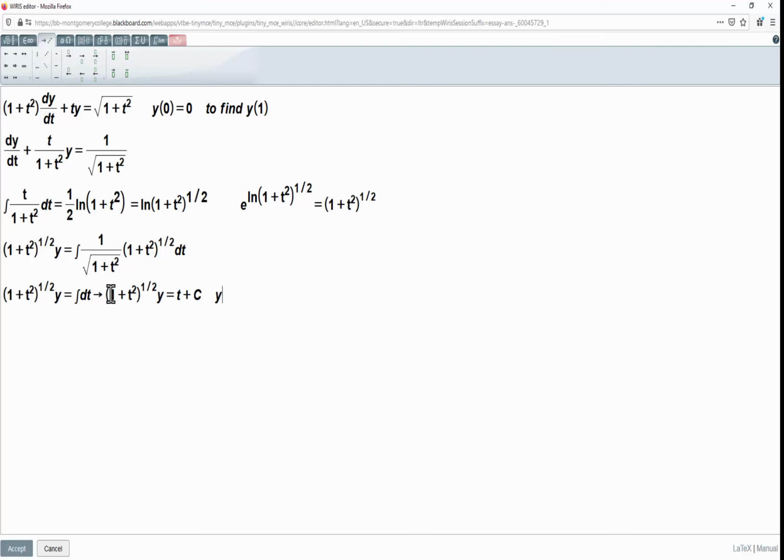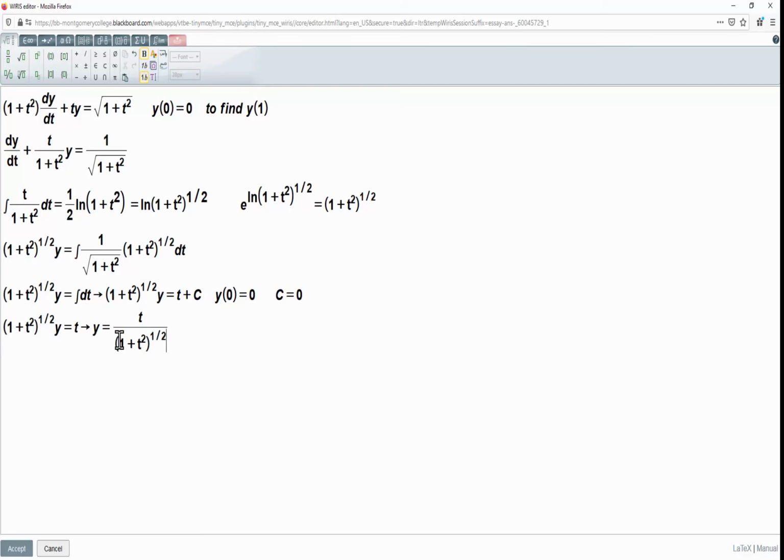We have the initial condition y0 is 0. So if we apply that, t is 0, y0 is 0. So when we substitute all that, we will have c equals 0, right? So the answer simply is, square root of 1 plus t square times y equals t, and then you get y equals t over this quantity as your solution, right?